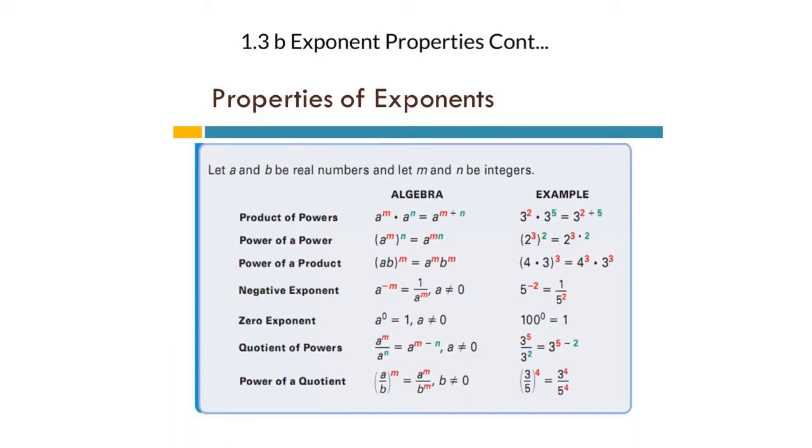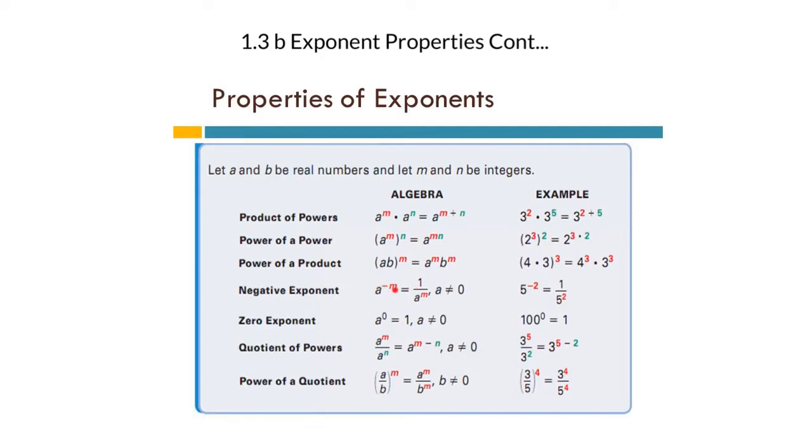Just to recap a few of our properties you can see below here in our form here. If we're looking at a to the m times a to the n, we are going to be adding. If we see an exponent to an exponent, m to n, we are multiplying. We talked a little bit about the power of a product, which is if you have two different things inside parentheses, we need to make sure that that m gets distributed to both terms.